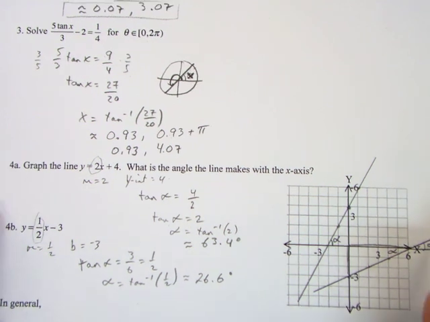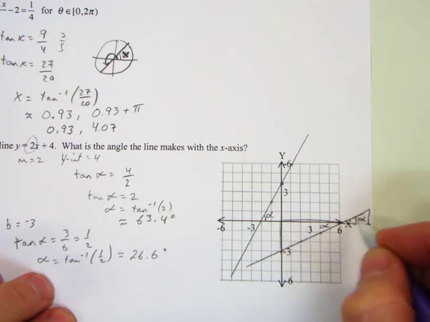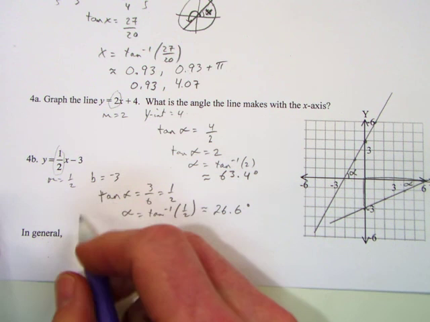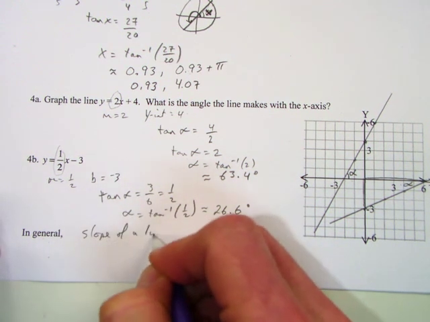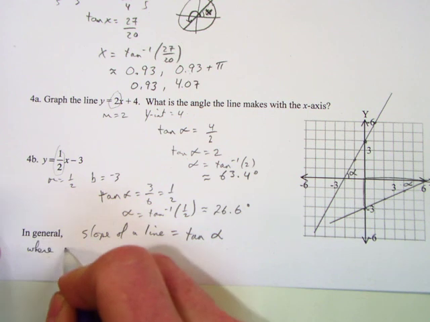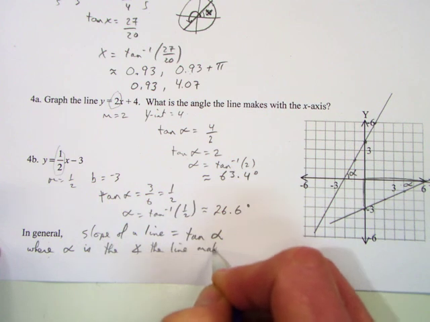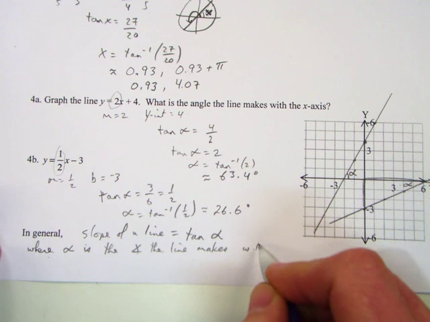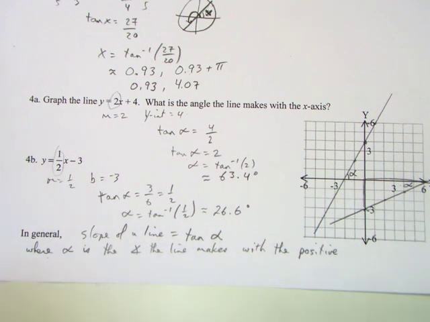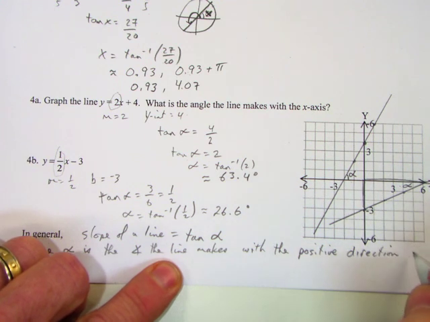because we could have set up, for example, a triangle. Let me pull this over. Like this, and that triangle would be similar to this triangle, and so the ratio of sides would still be the same. In general, the slope of a line equals the tangent of alpha, where alpha is the angle the line makes with the positive side or positive direction of the x-axis.